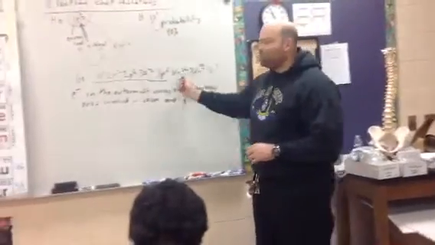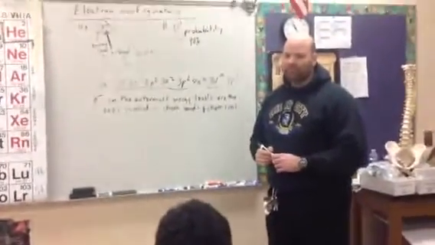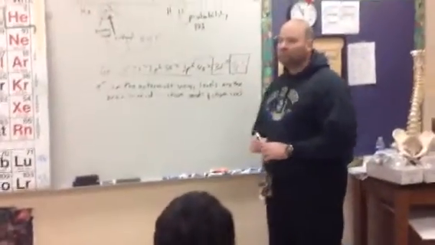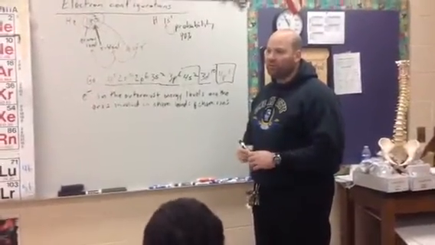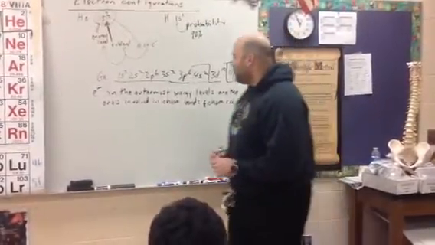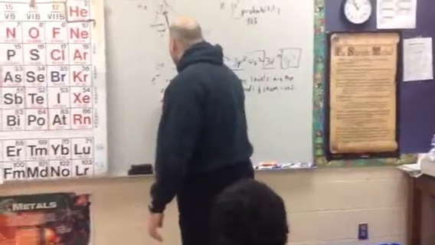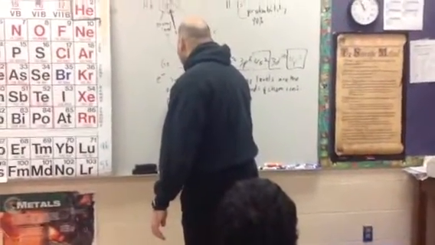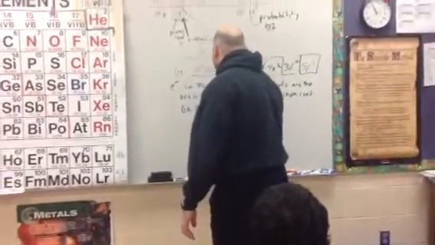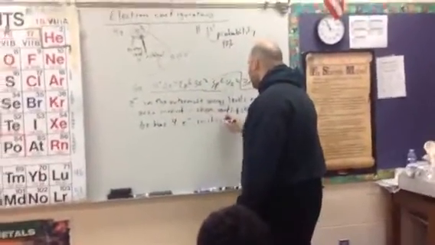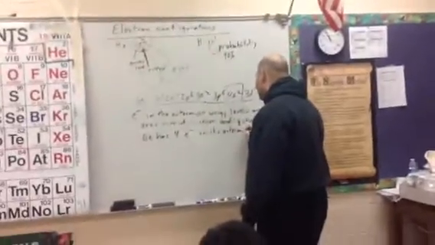What's the outermost energy level in germanium? It's n equals 4. That's the outermost energy level for germanium. So those are the electrons that are really important to us. Germanium has 4 electrons in its outermost energy level.